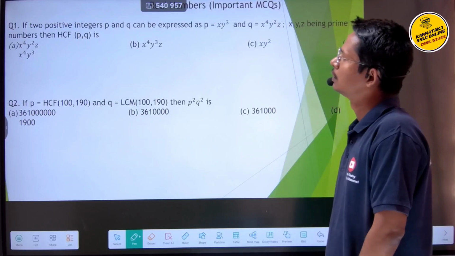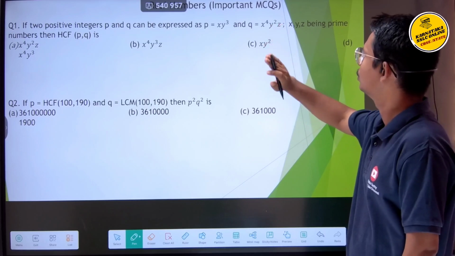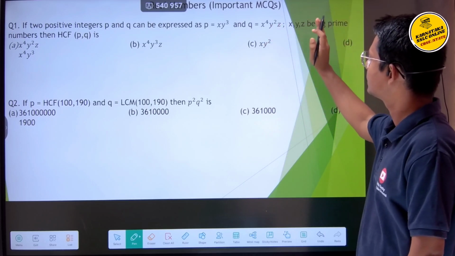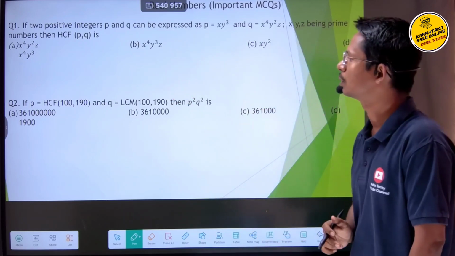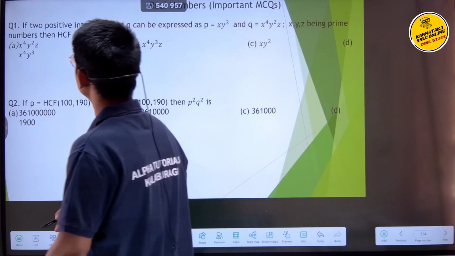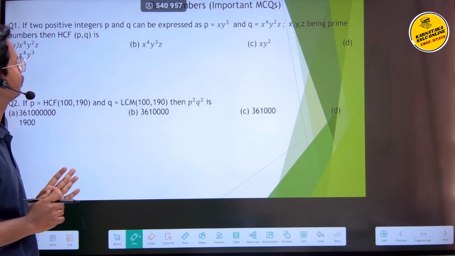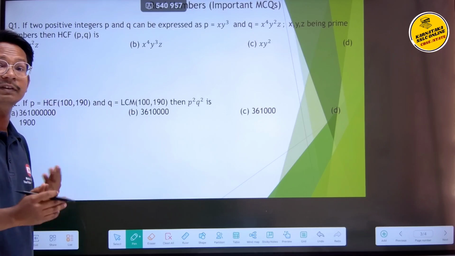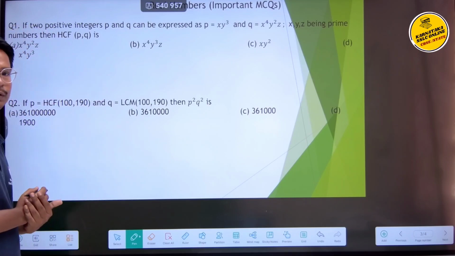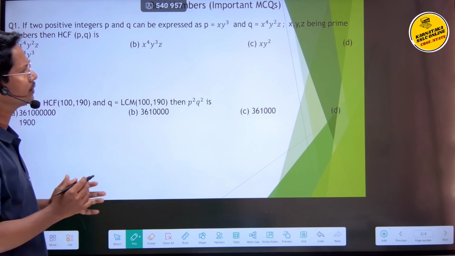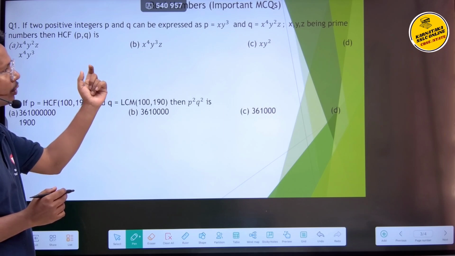First question: if two positive numbers p and q can be expressed as p equals x y cube and q equals x raised to power 4 y square z, where x, y, z are prime numbers, then the HCF of p comma q is. You need to find the HCF of p and q. You need to understand the definition of HCF. The definition says you need to take factors which are common to both the numbers.